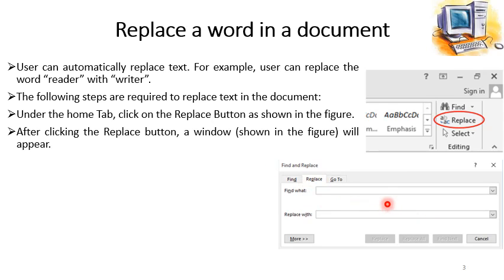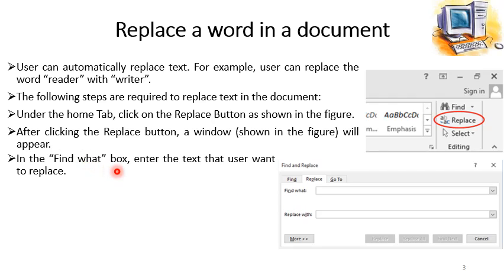That is the same window which is named Find and Replace, but now the Replace tab will be active, which contains two text boxes. The first one with Find What and the second one with the name Replace With. So in the Find What box, enter the text that user want to replace. Whatever the word that we want to be replaced with any other word, that will be entered in the Find What box.